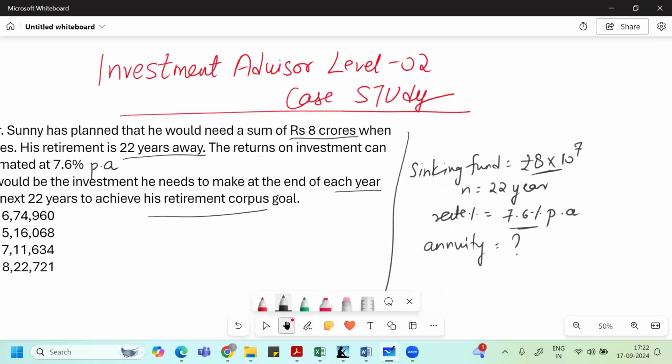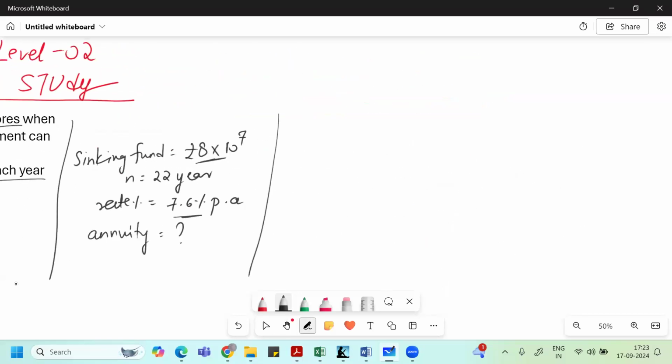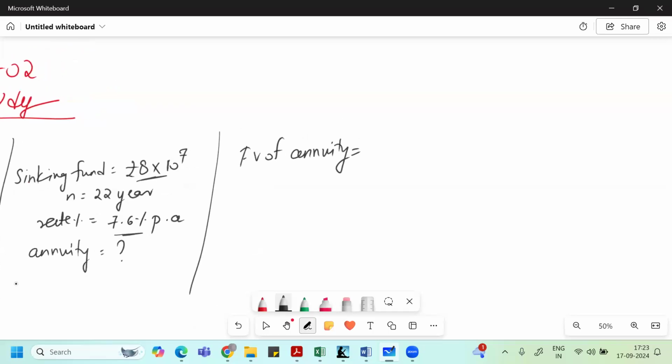Fine. So in order to solve this question, you need to use the formula of sinking fund, which is also called the future value of annuity. This formula we actually get through geometric progression, the sum of n terms in a GP. I'm not getting into the deeper part of that. You can simply memorize this formula of future value of annuity. So this is the formula of future value of annuity.